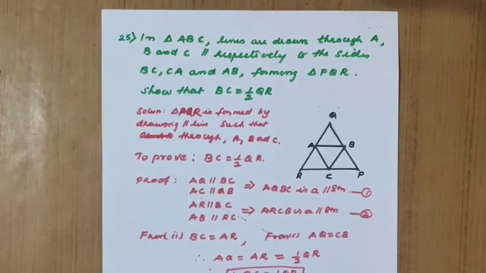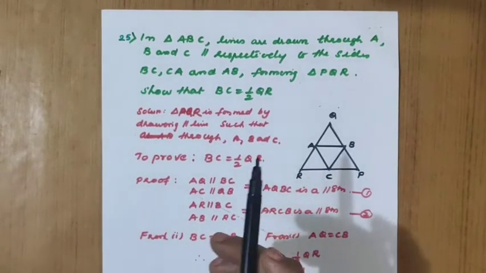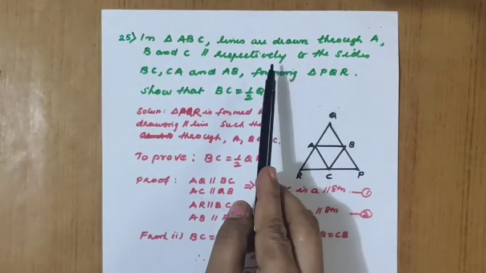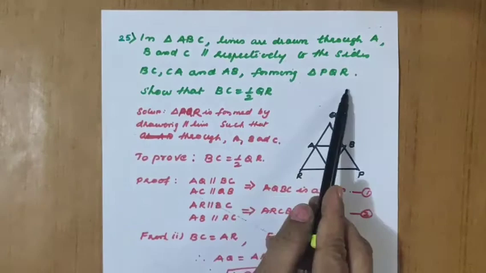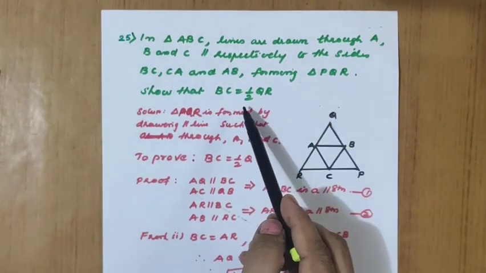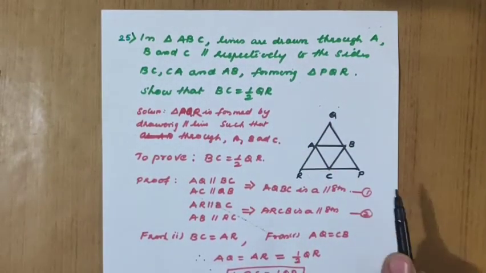In triangle ABC, lines are drawn through A, B and C parallel respectively to the sides BC, CA and AB, forming a triangle PQR. Show that BC equal to half QR. So from triangle ABC we are drawing the parallel lines and making the triangle PQR, and we have to prove that BC equal to half QR.